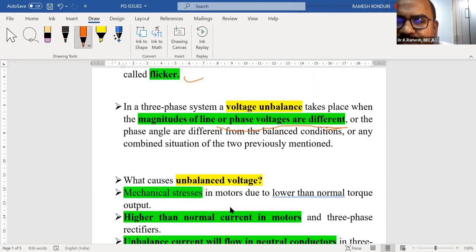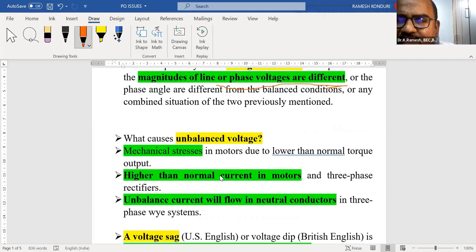The next one is the causes of these unbalanced voltages. These are due to mechanical stresses present in the motors, the motor drawing higher than the normal rated current due to any problems, and unbalanced current that will flow in the neutral conductor of a three-phase star connected system. These all lead to the unbalance in the voltages.